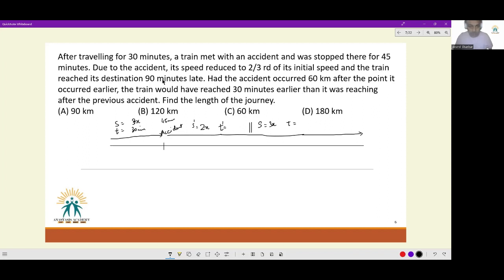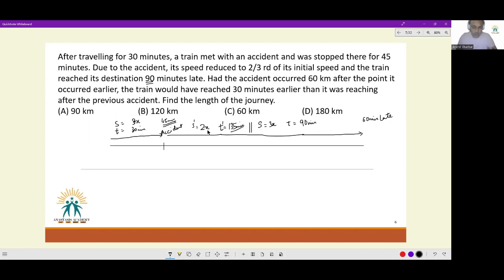But how much was the train late by? Train is late by 90 minutes. Of these 90 minutes, 45 minutes was due to the accident, and then additional 45 minutes on account of the time traveled here. So the new time taken will be in the ratio 3k and 2k, and the gap between these two is given to us as 45 minutes according to the question. So the time taken here was 135 minutes, and originally the distance was supposed to be traveled in 90 minutes. That is why we get 60 minutes late.